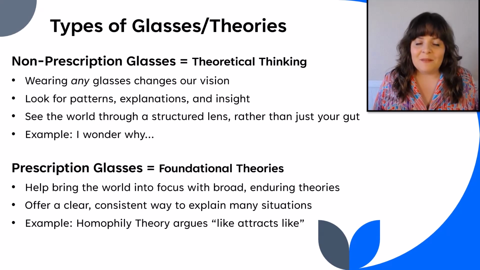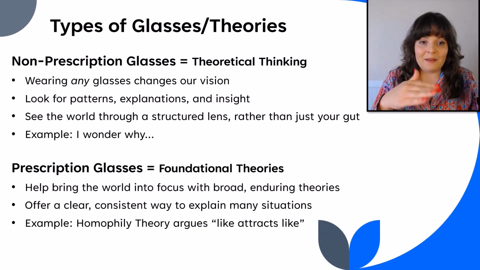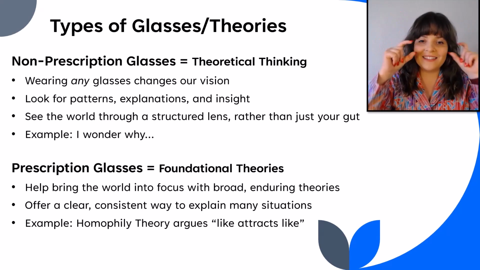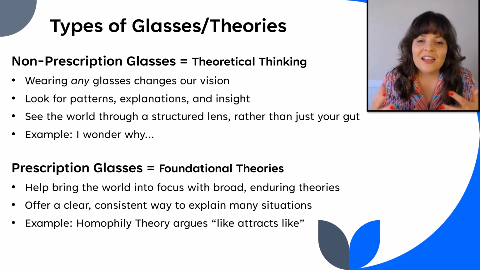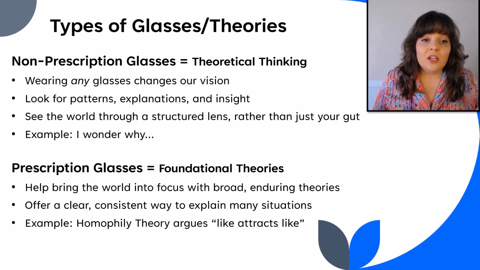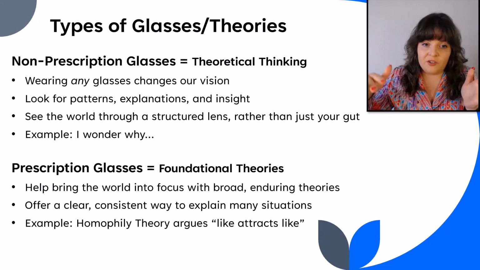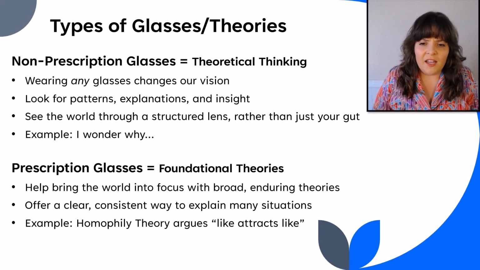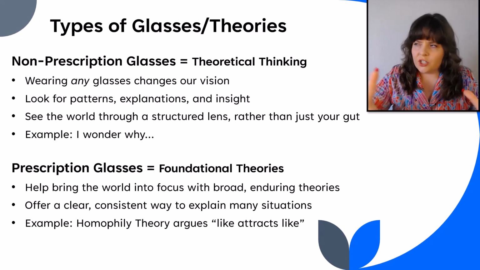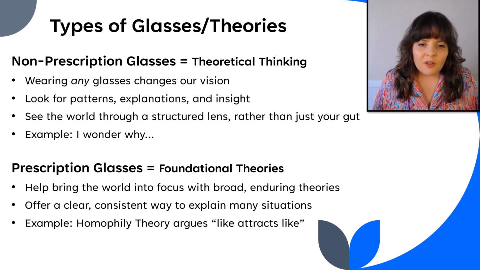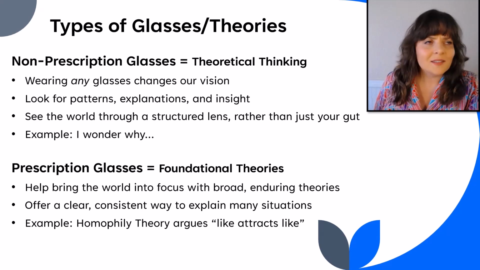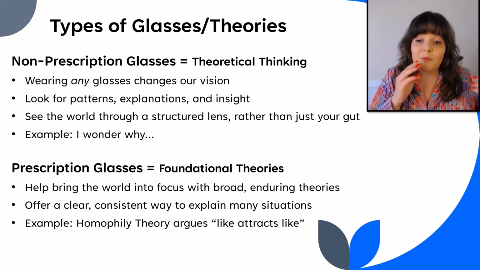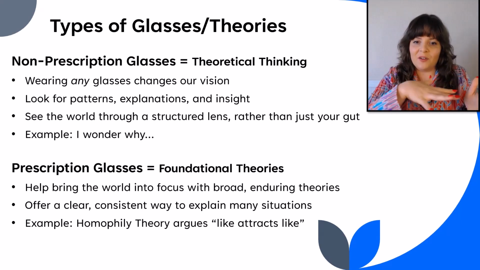There are many different types of glasses, and there are many different types of theories. First of all, we have non-prescription glasses, just plain glass that we might put on our face, and we can think about this as kind of standard theoretical thinking. Wearing any glasses at all changes our vision. So we're looking for patterns and explanations and insight. We're not just trusting our gut and what we know, we're trying to structure what we've observed. An example of this is anytime you're out in the world and you think to yourself, I wonder why such and such thing happened.